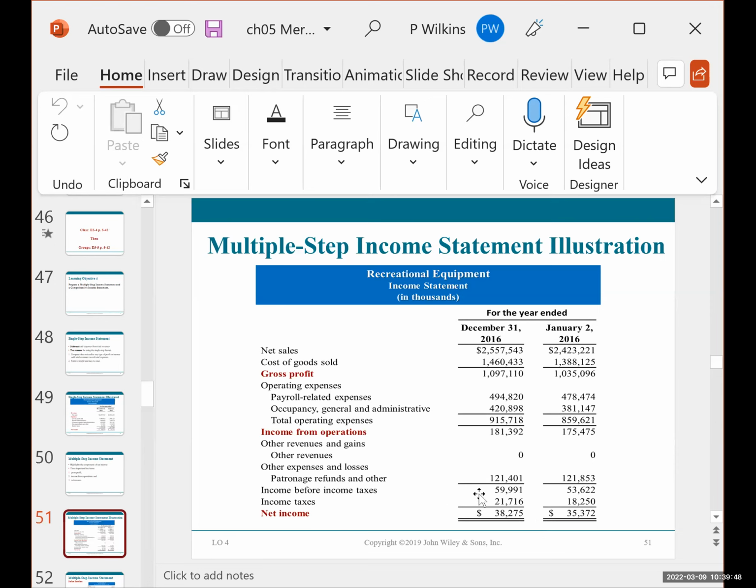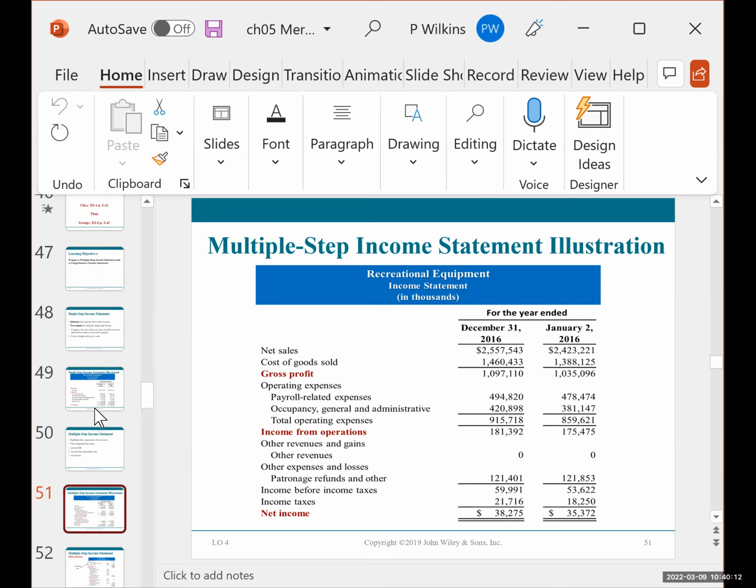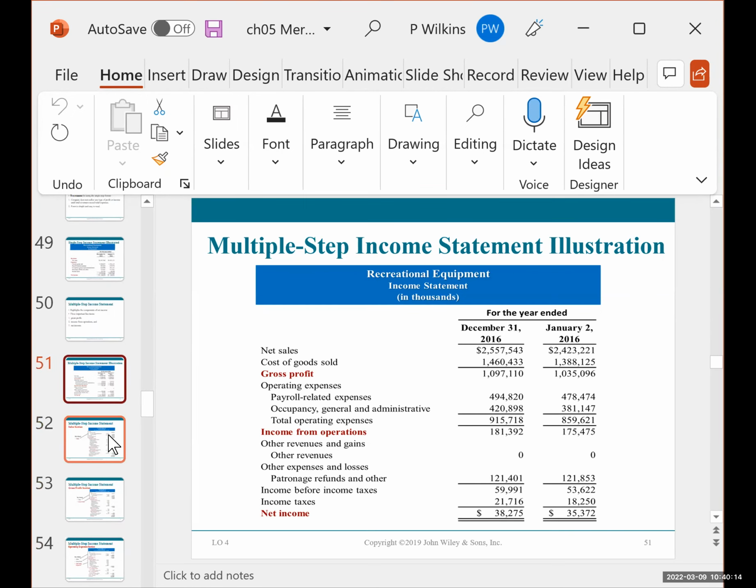Now, in your homework, you are going to have a problem, and in the problem, you're going to have to do kind of like a miniature one of these. In the problem, you have to figure out what the gross profit is. And then you have to subtract the operating expenses to get the net income. So the way you get to your gross profit is your net sales minus your cost of goods sold. Okay, so that's something that you'll want to be aware of. And there's a sample in the book.